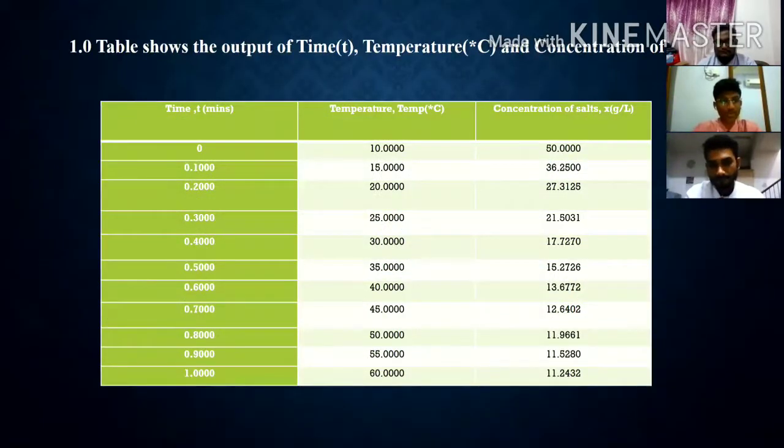Okay, this table shows the output of time, temperature, and concentration of salt. As we can see here, when the time is at 0 minute, the temperature was at 10 degrees Celsius and the concentration of salt was at 50 gram per liter. And that also shows that when the time is 1 minute, the temperature was at 60 degrees Celsius and the concentration of salt was at 11.2432 gram per liter.